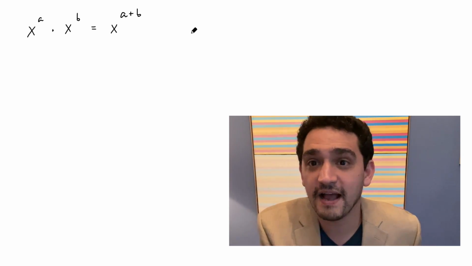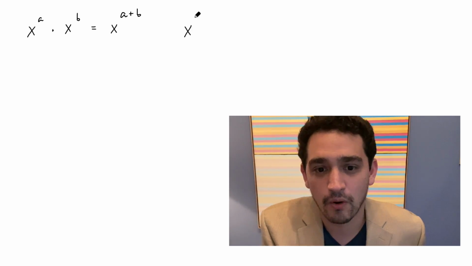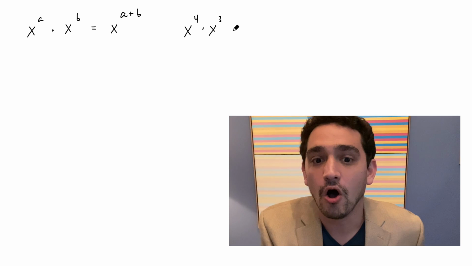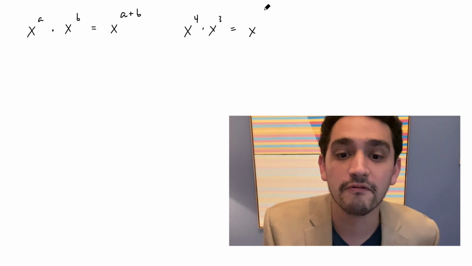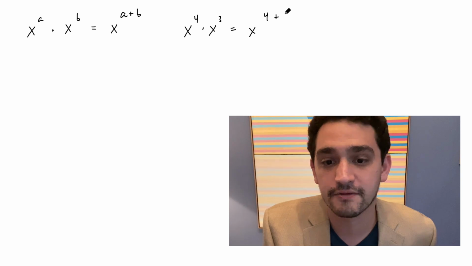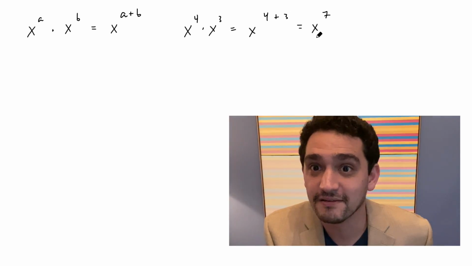Therefore, if I asked you, what is the value of x to the power of 4 times x to the power of 3, all you would do is keep x, then to the power of 4 plus 3, and that equals x to the power of 7.